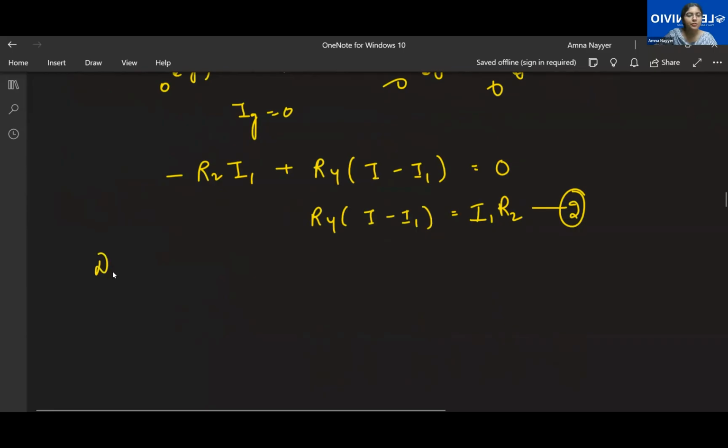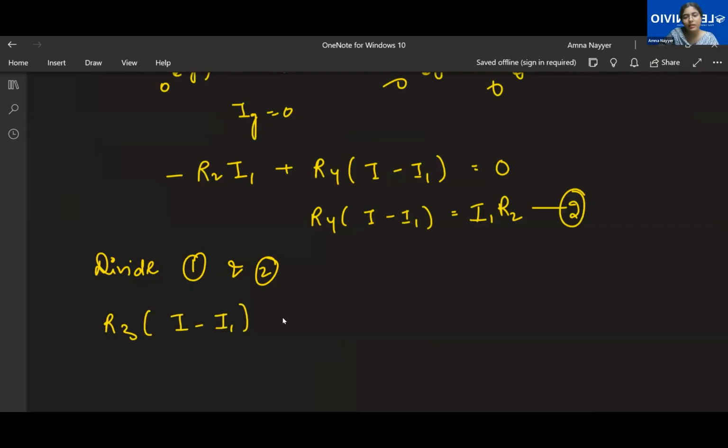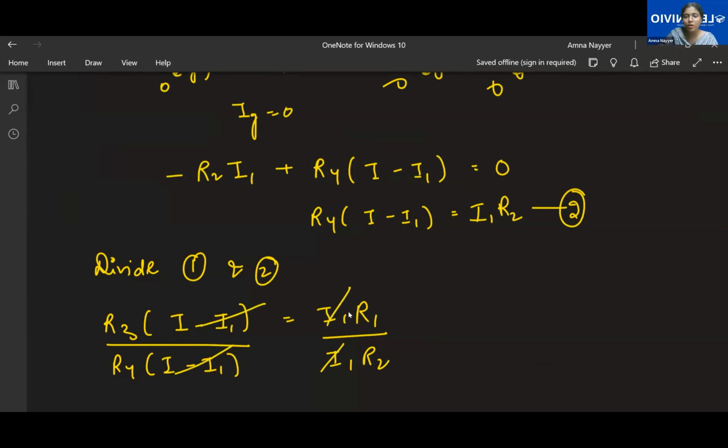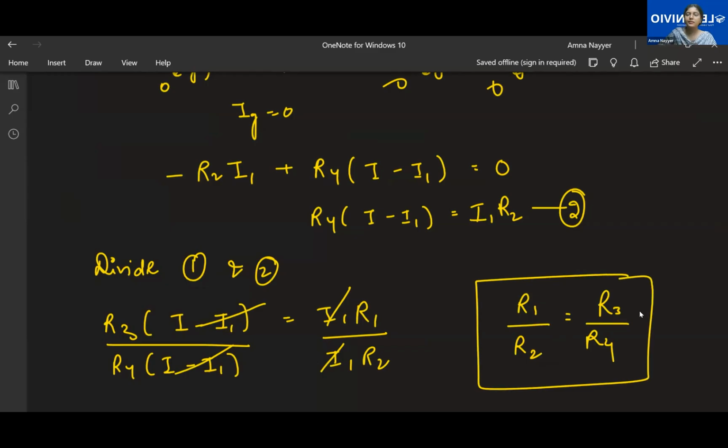If we take the ratio, let's divide 1 and 2. So the first equation is R3(I minus I1) is equal to I1 into R1, while the second equation is R4(I minus I1) is equal to I1 into R2. I1 gets cancelled, this bracket gets cancelled. So R1 by R2 is equal to R3 by R4. This is the balancing condition which you have to derive in the exam.